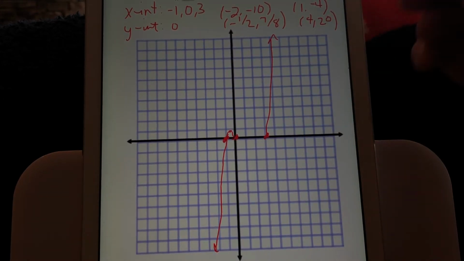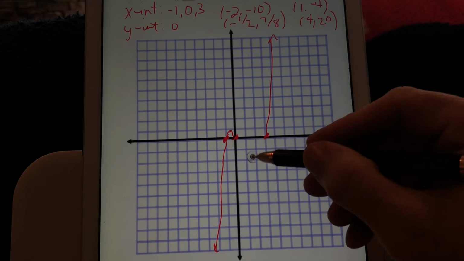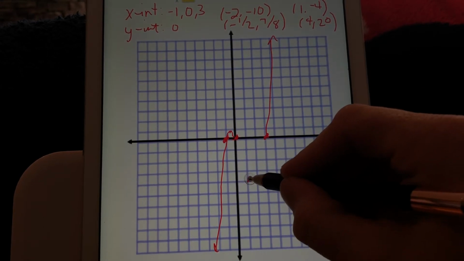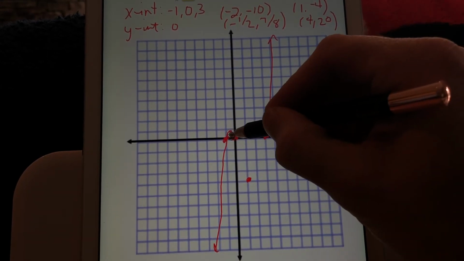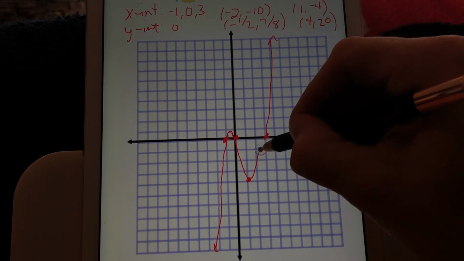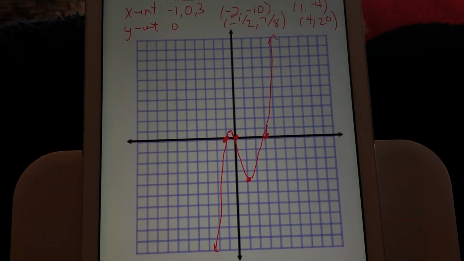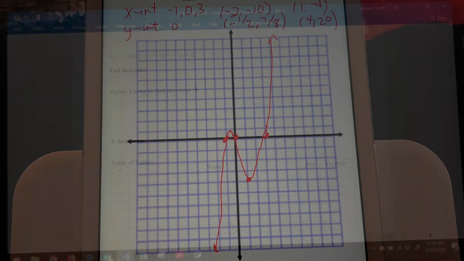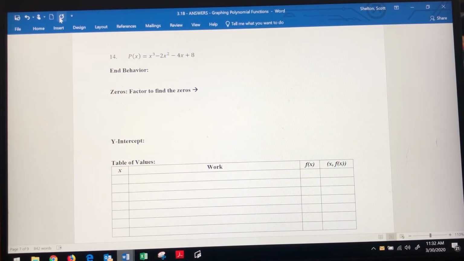Okay, we're going to cross the axis there and go to 1, -4, which is that value right there. So my graph's going to continue through there and then turn back up. So that's the graph of number 13. We're going to move on to number 14 now.